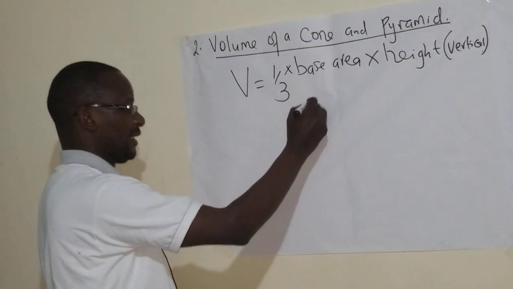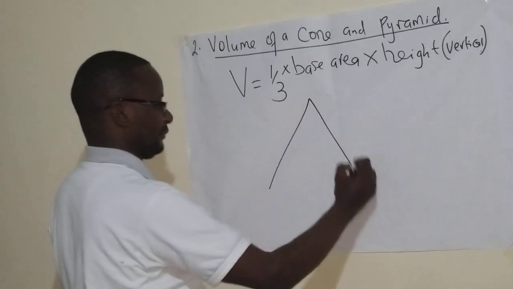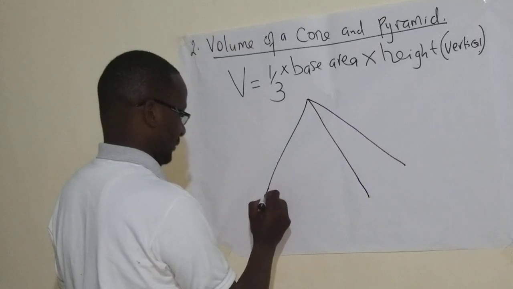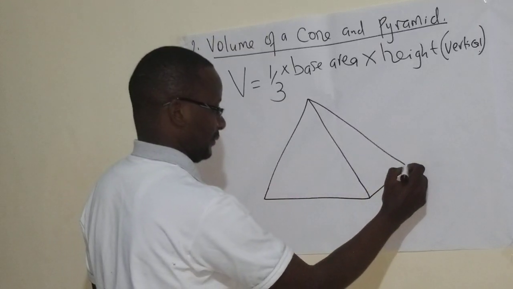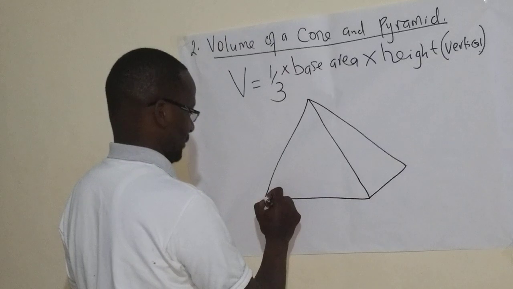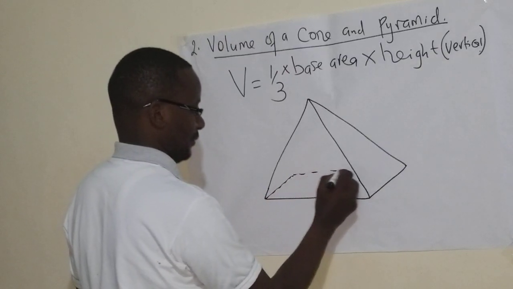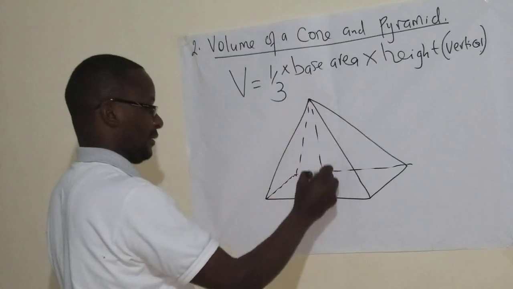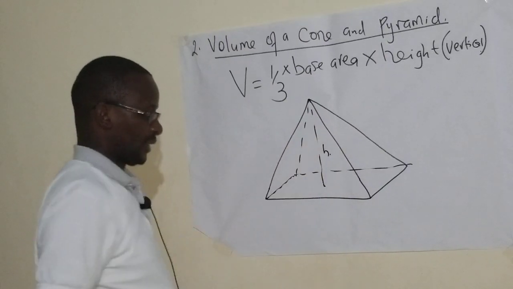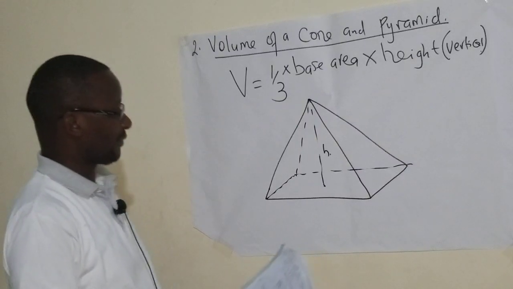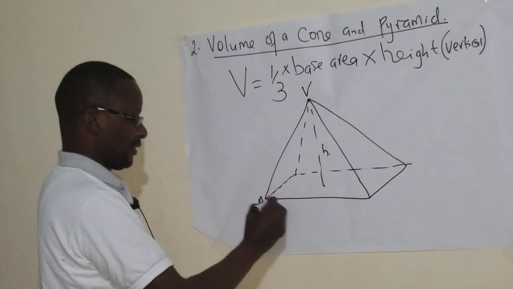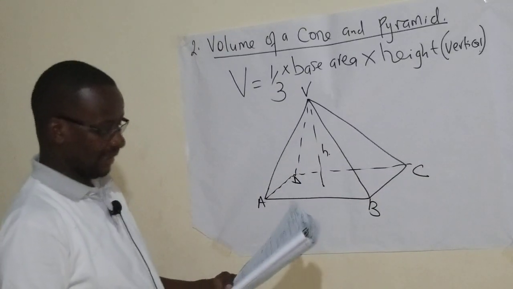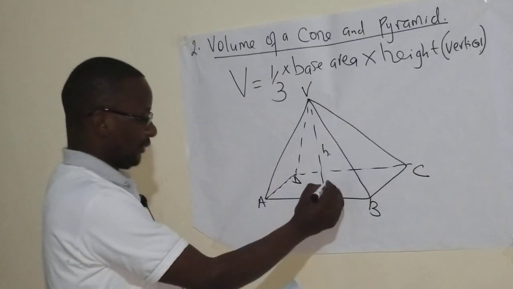If I have a pyramid here, I want to sketch it. That's a right pyramid. This is the height we are talking about, the vertical height from the vertex V all the way to the center of the base. So that center, let's call it O.